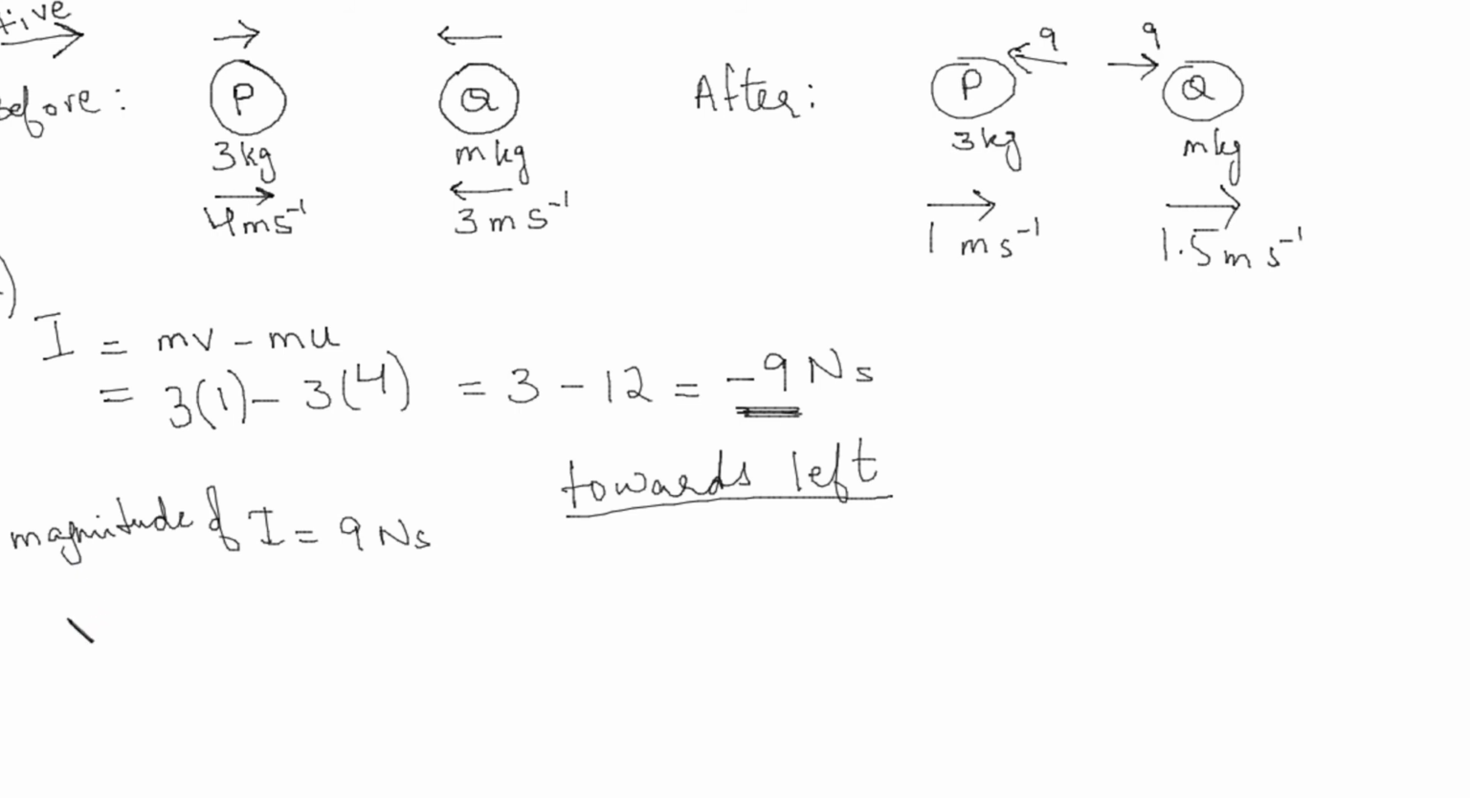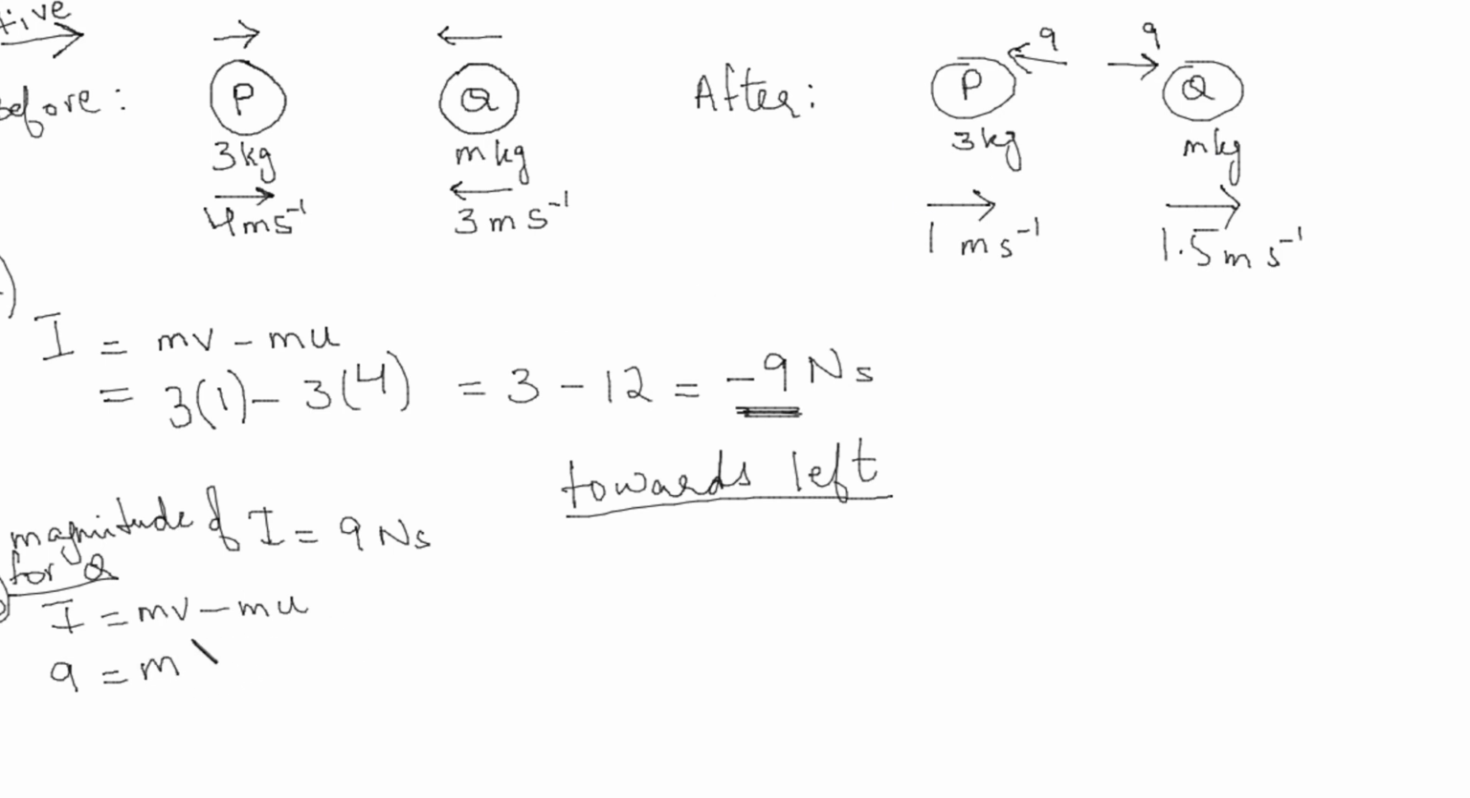Now I'm just going to say that I equals, and this is for Q, okay? So you can write down for Q, I equals mv minus mu. I, we already know, is 9, and we're going to take positive 9 because the impulse on Q would be towards the right. That's common sense because P is hitting Q towards the right. Q goes towards the right, so that's why the impulse is towards the right. I hope it's clear.